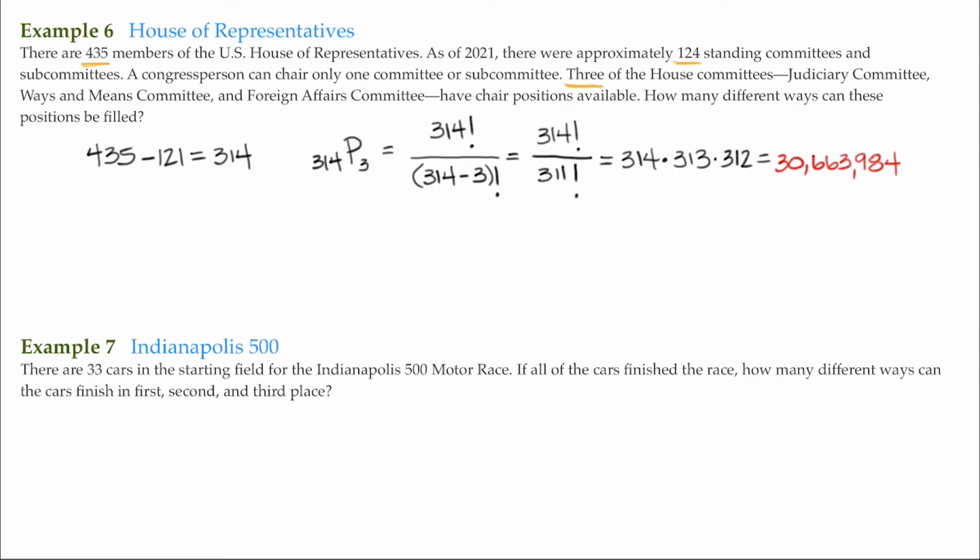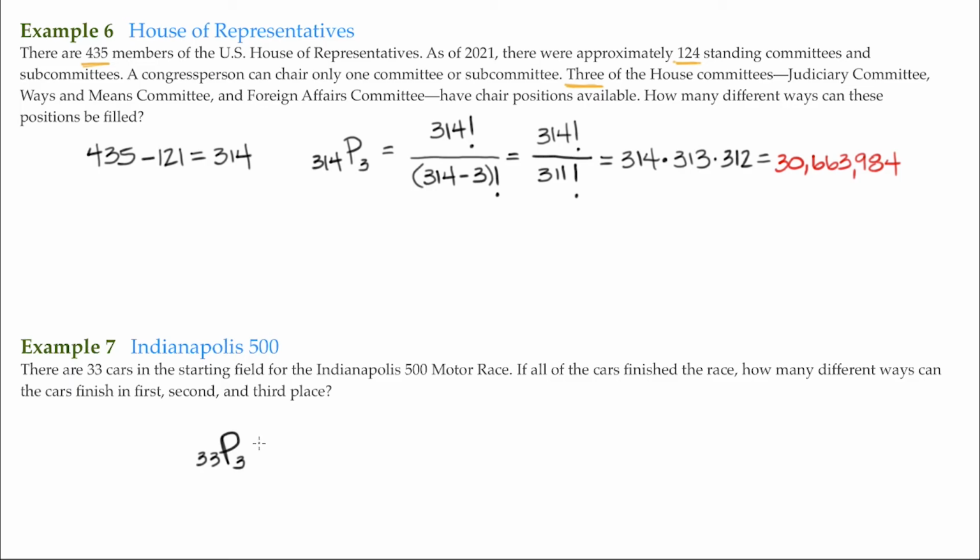For the next example, it says there are 33 cars in the starting field for the Indianapolis 500 motor race. If all the cars finished the race, how many different ways can the cars finish in first, second, and third place? Well, that would be 33 permute 3.